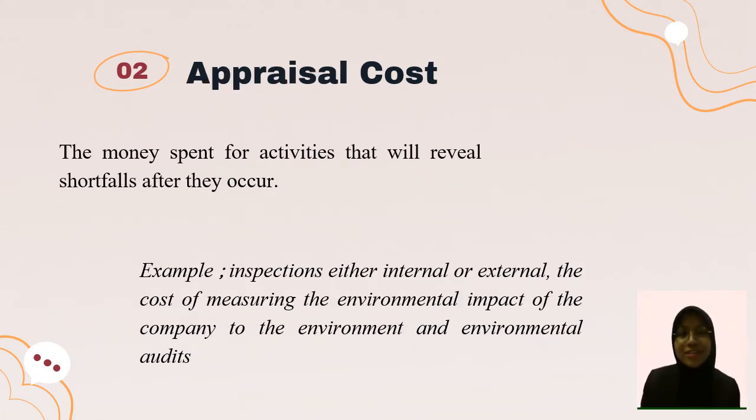The next cost is appraisal cost. Appraisal is the activity to reveal shortfalls after they occur. Environmental appraisal cost is the money spent for activities that will reveal shortfalls after they occur. Examples of appraisal activities are inspection, either internal or external, the cost of measuring the environmental impact of the company to the environment, and environmental audits.